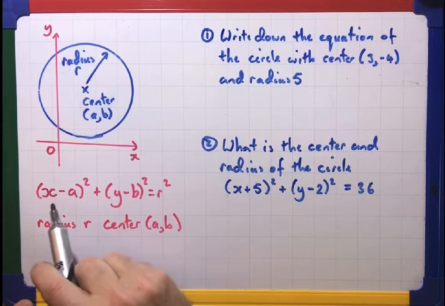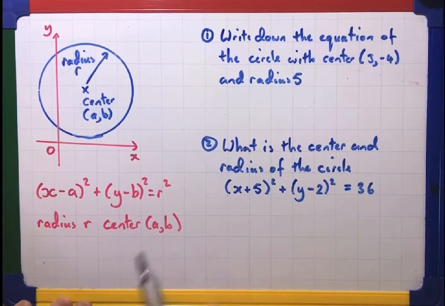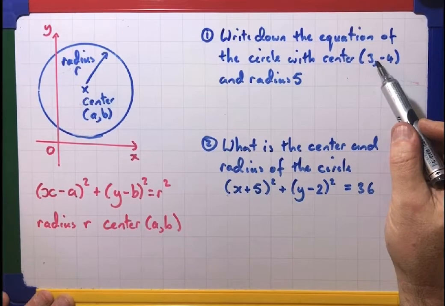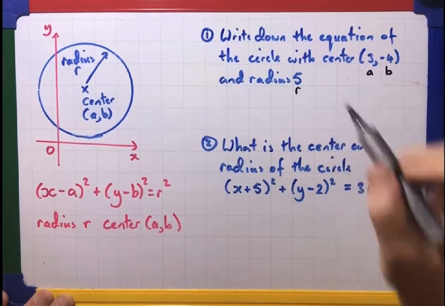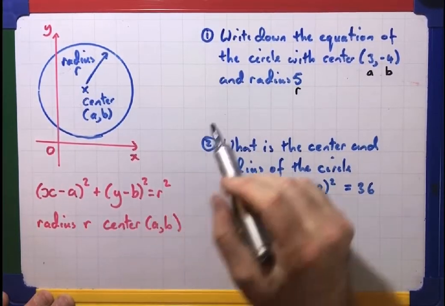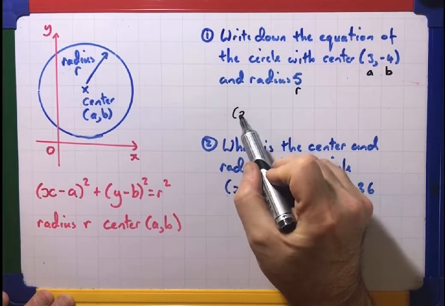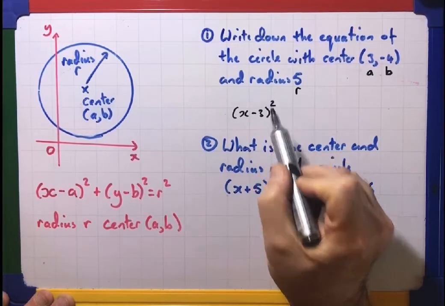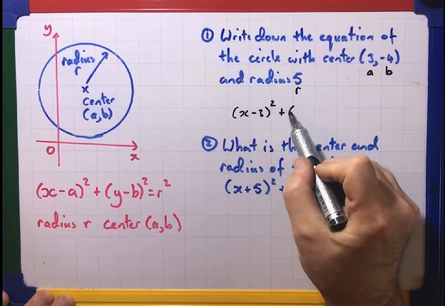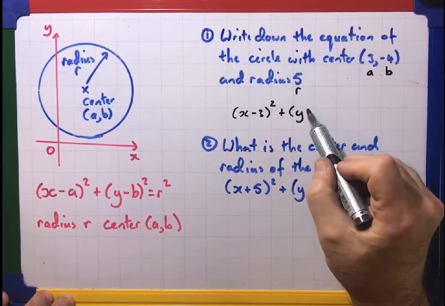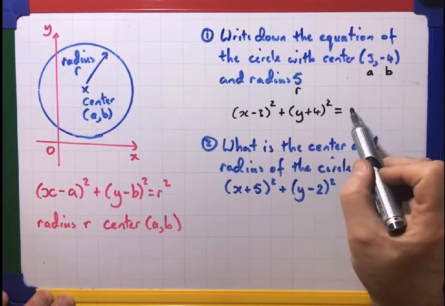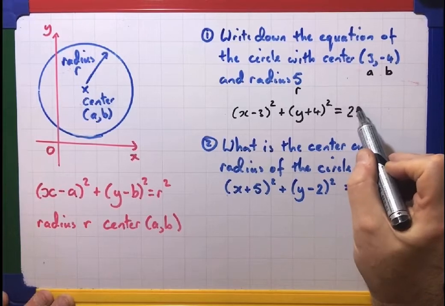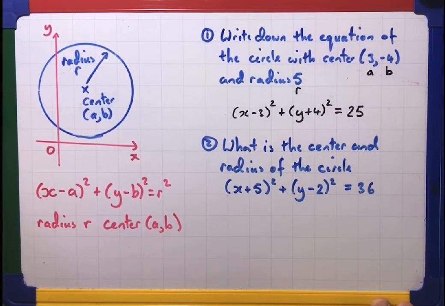Okay, so radius r, centre (a, b). We need to be able to use this. If I was looking at this one here, that's a, that's b, that's r. So all we need to do is plug it into this formula. So we have (x − 3)² + (y + 4)², because minus a minus is a plus, equals 5 squared, which is 25. And that's all we need to do for that question.